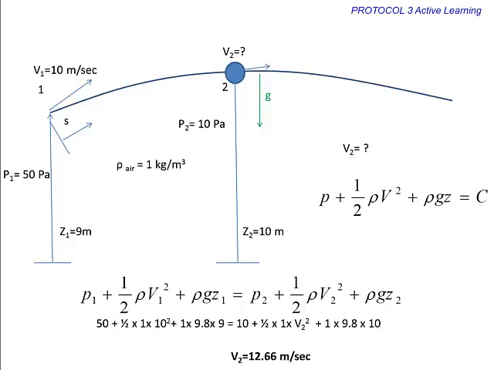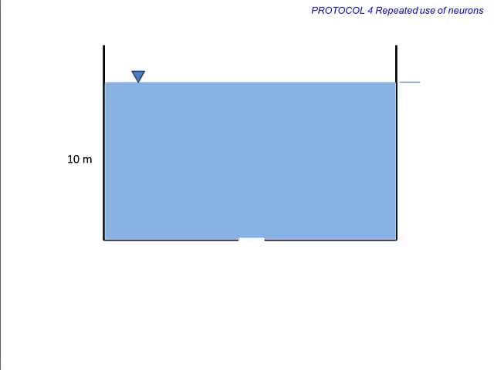Consider another example. Water is flowing through a hole at the bottom of a large tank filled with water. The tank is open to the atmosphere. The level of water in the tank is 10 meters. Calculate velocity of flow. Assume steady flow and neglect viscous effects.